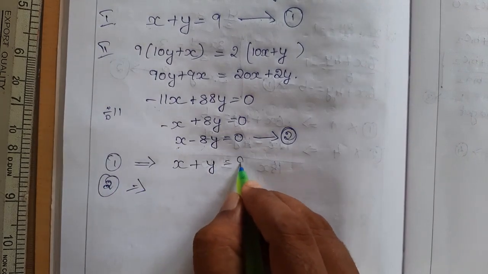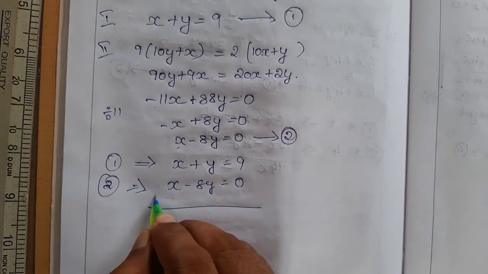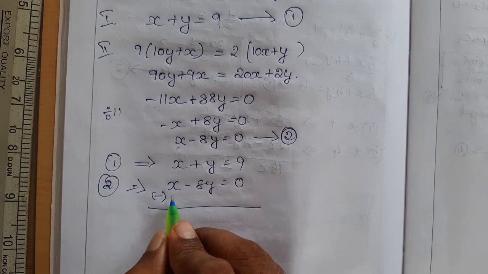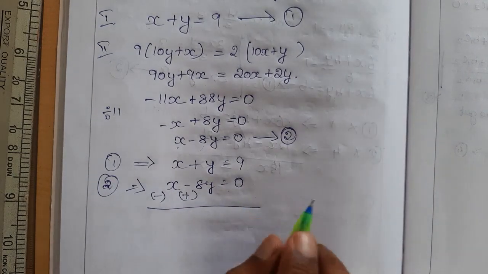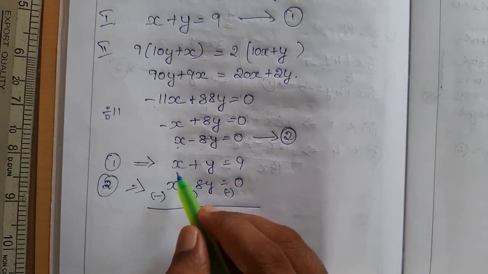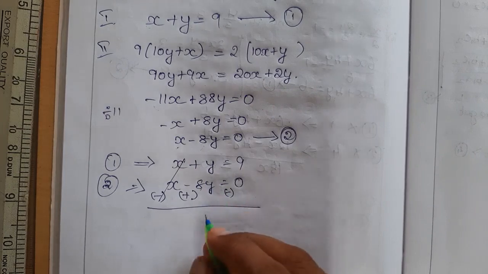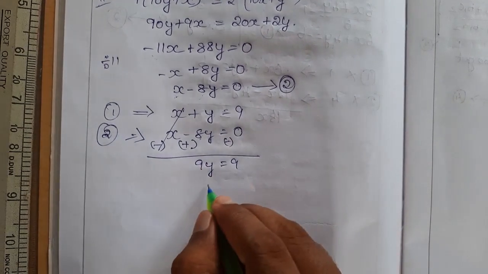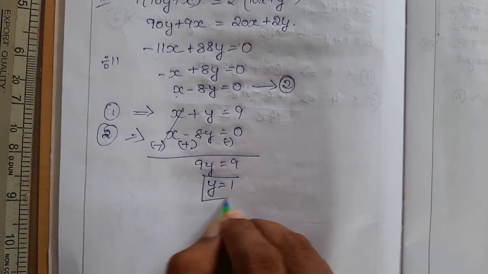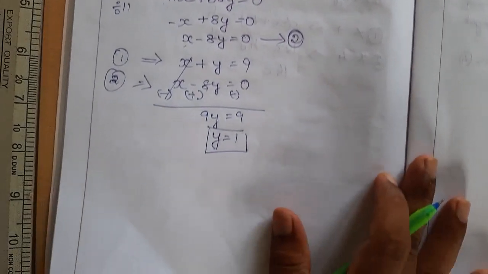x plus y is equal to 9, x minus 8y is equal to 0. While subtracting, the sign will change, minus, plus. The 0 doesn't have any sign, so it is not a problem. So x minus x is 0, plus y plus 8y is 9y, 9 minus 0 is equal to 9. So y is equal to 1, right? y is the tens place, right? We have to find the value of x.